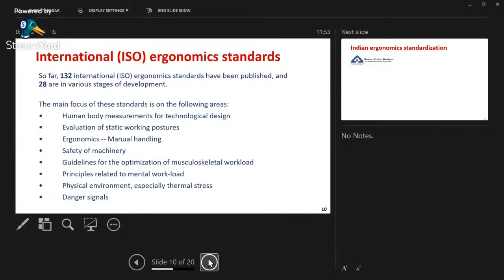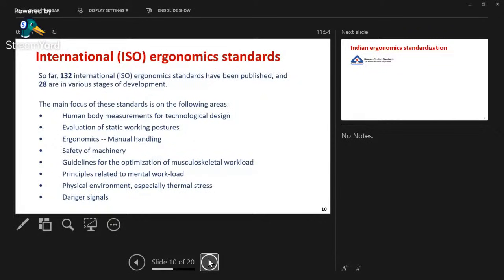The focus of the standards has been on human body measurements, evaluation of static work postures, manual handling, safety of machinery. This has been there from the beginning. Guidelines for optimization of musculoskeletal work, principles related to mental work and physical environment, especially thermal stress, danger signals. And one interesting pattern which is seen is that in most of these areas there are 3 standards. One standard would be on the terms and definitions. One standard would be on the design of the tasks, and the third standard would be on the application of these standards. So, what are the basic terms? How they can be applied, and how to design work so that the requirements are met.